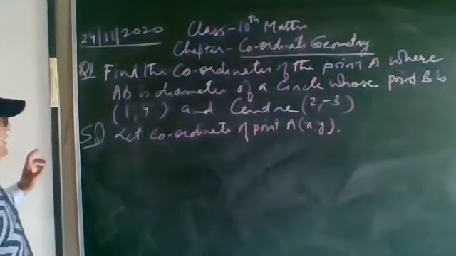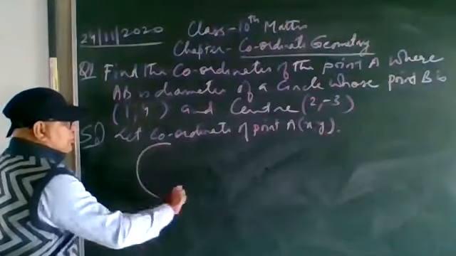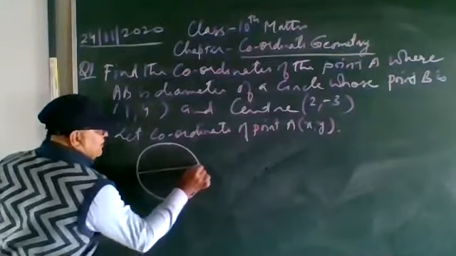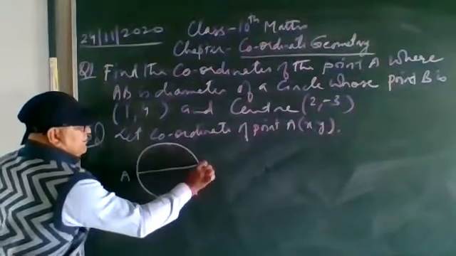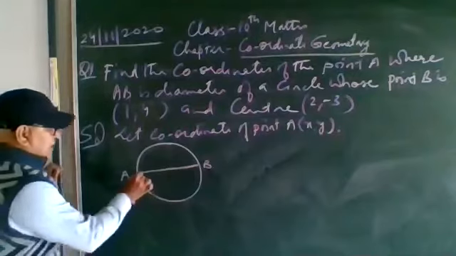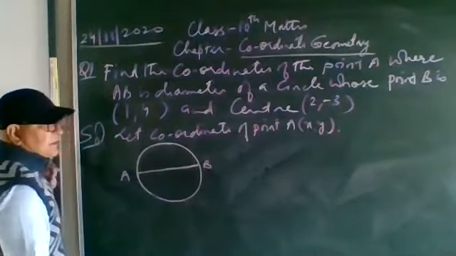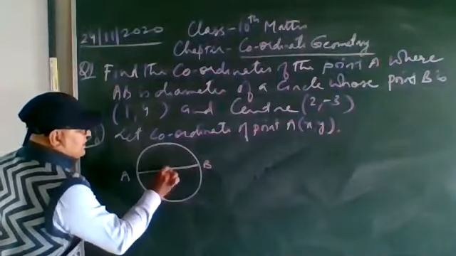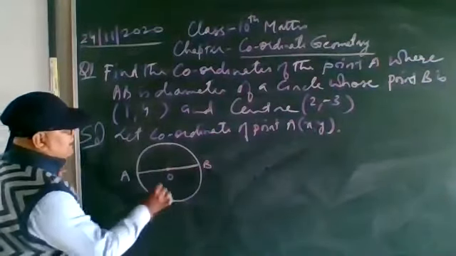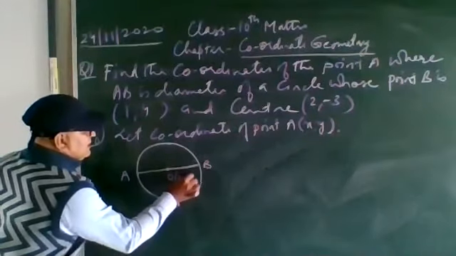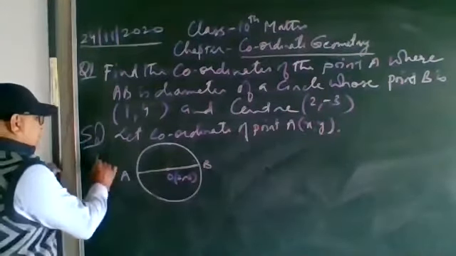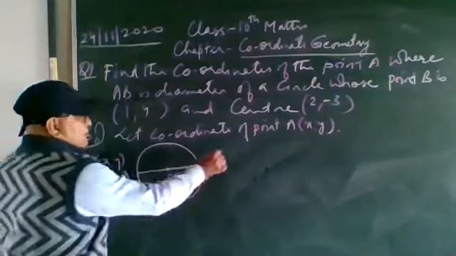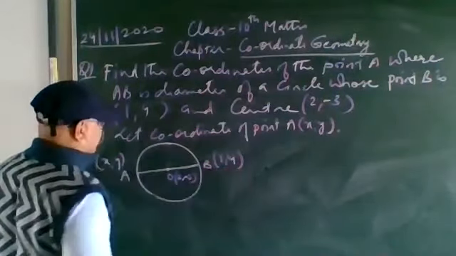Now AB is the diameter. So here you will say this is AB, the diameter, with endpoints A and B. AB length is not given. What is given? The center O, which is the point (2, -3). The coordinate of A is (x, y). Now P is what? The coordinate of P is (1, 4).